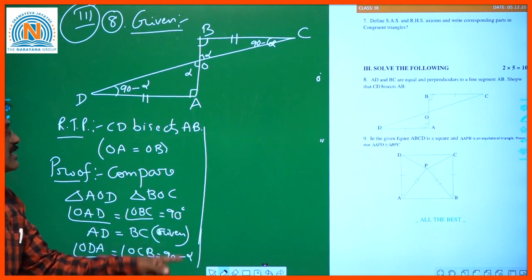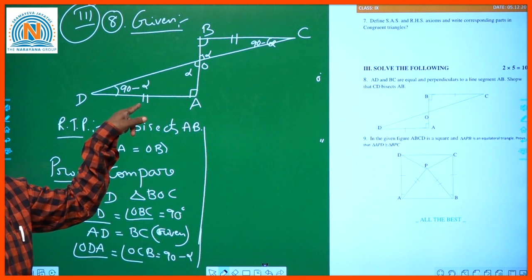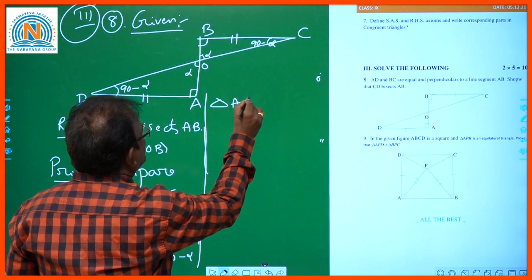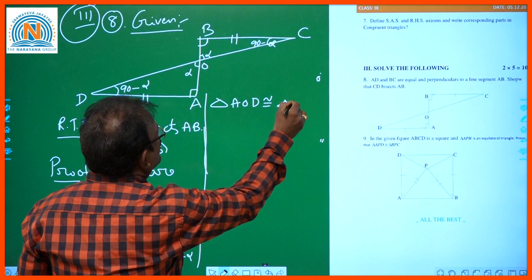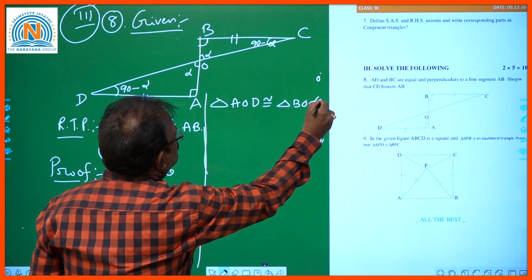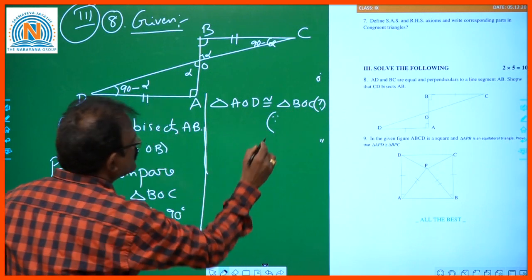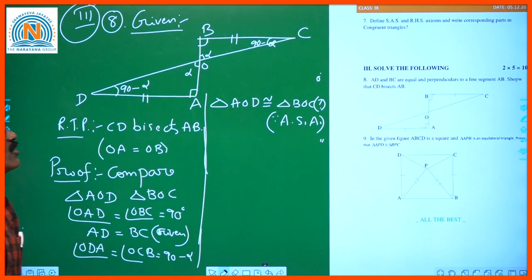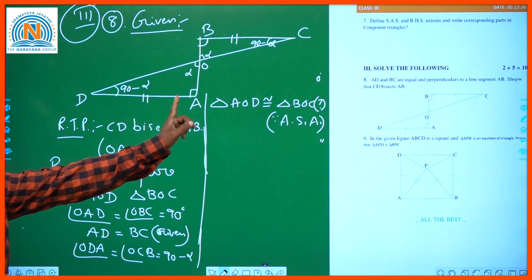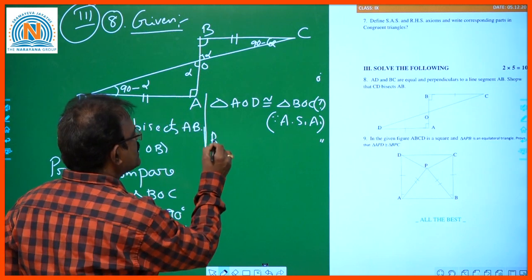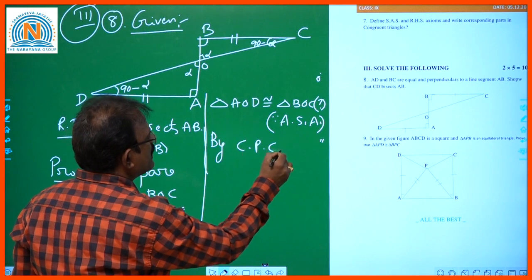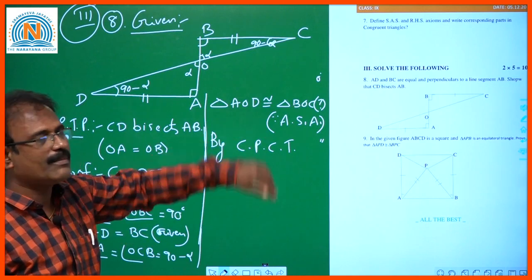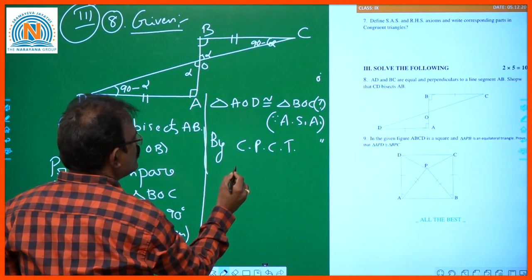So two angles and included side. So triangle AOD is congruent to triangle BOC. Why? Because of the two angles, one side axiom, children. So when these two triangles are congruent, by CPCT. What is the meaning of CPCT? Corresponding parts of congruent triangles. So what are the rest of the measurements? OA is equal to OB.